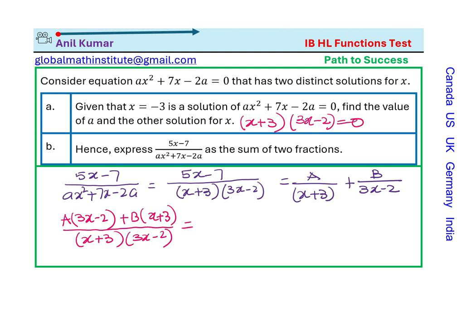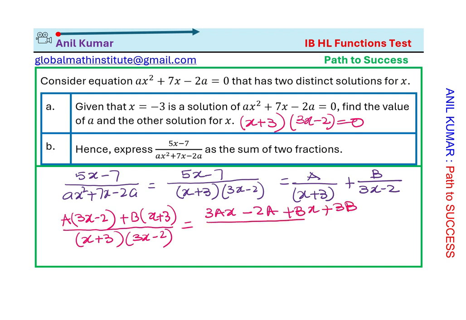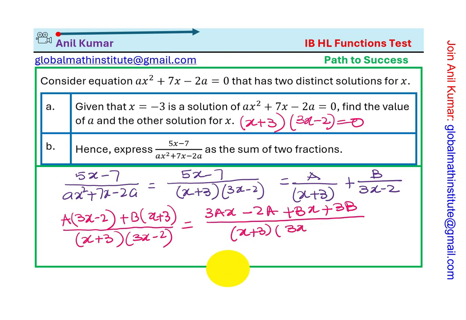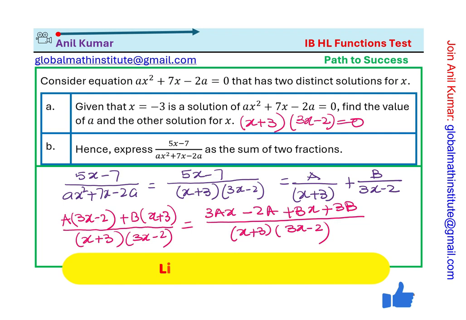Now, if I expand this, then we get what? So a times 3x means we have got 3ax, minus 2a, plus bx, plus 3b, over the denominator, which is x plus 3 times 3x minus 2.